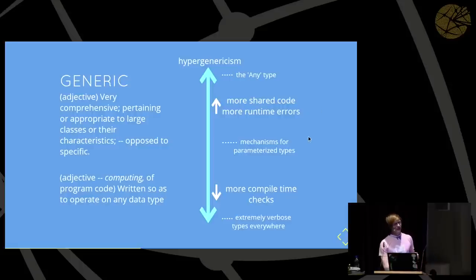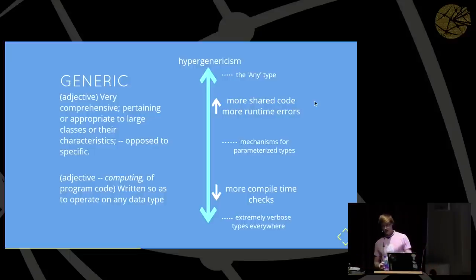So I'm going to call that hypergenericism when you have that AnyType, because at that point, you can write code that does absolutely anything to it. Your code can be very shared, but it's going to have lots of runtime error checking to do, because the only thing that code will ever be able to do is look at the data itself and ask, what are you? And then make choices later. So you've got no compile time checks.